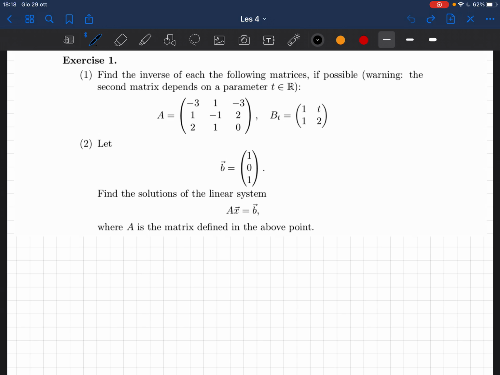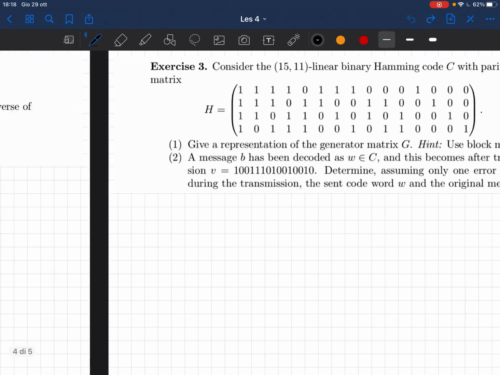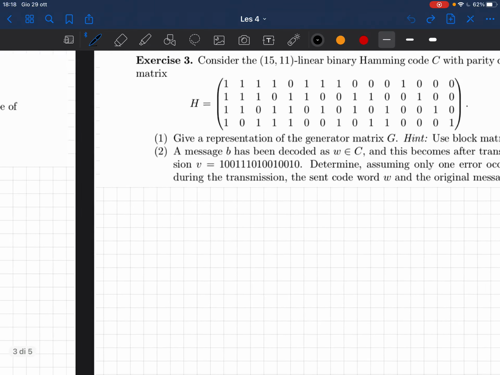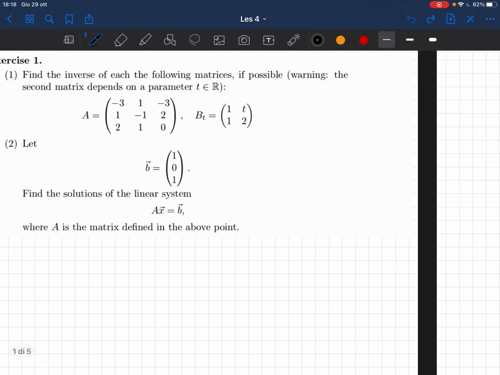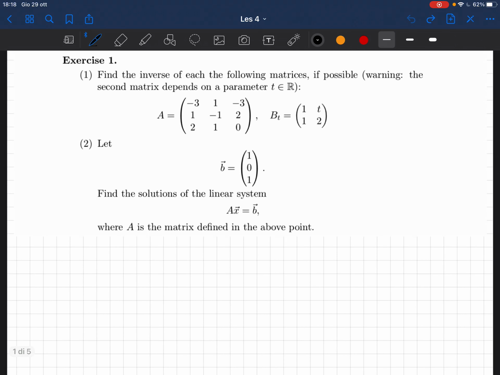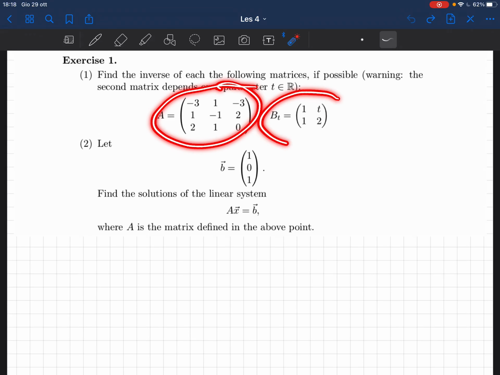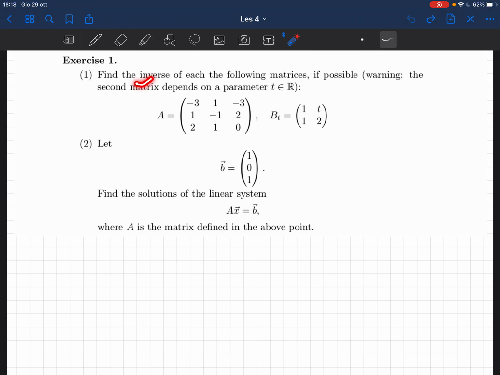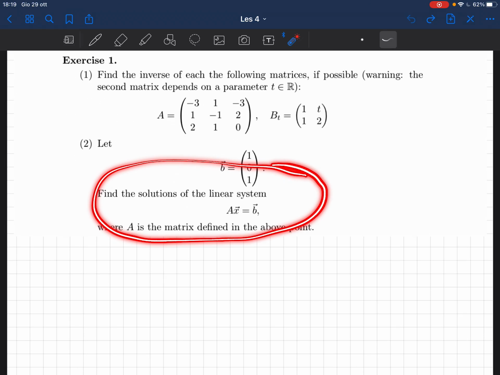Today we have a new batch of exercises about matrices and specifically more about invertibility. And there is also one exercise on these error correcting codes. We'll come to it later. So let's just start. The first exercise gives us two matrices and asks us to invert them if possible. And then we have to solve a linear system.